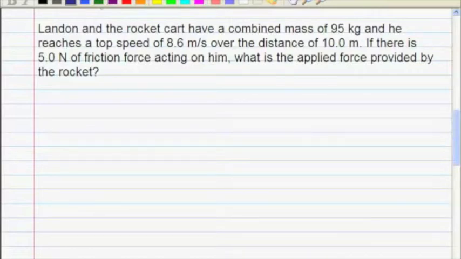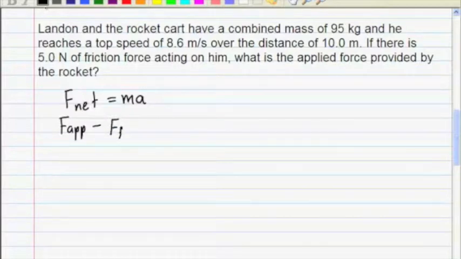Okay, so first things first here. We know that we're going to have to use, at some point, this is all going to relate back to Newton's second law, which says F net is equal to mass times acceleration. Now, the net force we think of as just being the winning forces minus the losing forces. So in this case, there is one winner, which is the applied force pushing him forward. And there is a losing force, or a force in the negative direction, which is the force of friction. So these two are going to equal mass times acceleration.